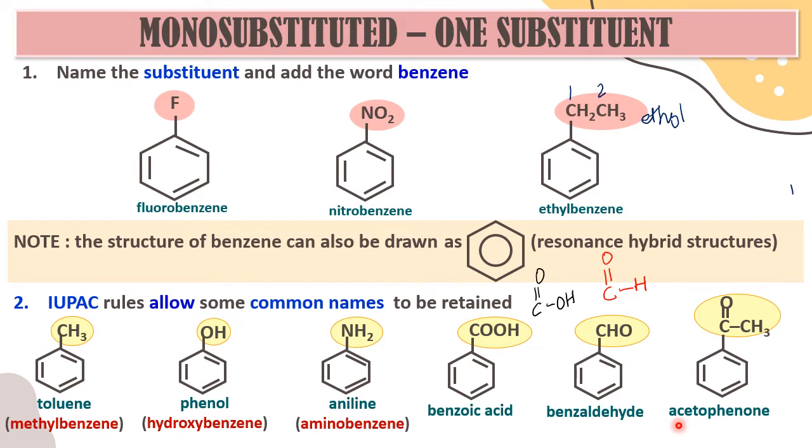So you need to make sure that you memorize the name and also the structure. What names do I mean here? The common names: toluene, phenol, aniline, benzoic acid, benzaldehyde, and also acetophenone. Because sometimes in the exam, instead of giving the name hydroxybenzene, the question will call this structure phenol. So you need to make sure that you know which one is phenol.